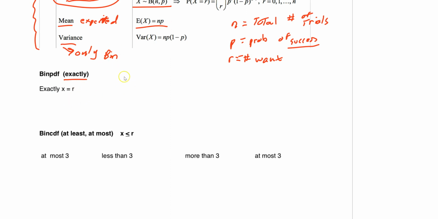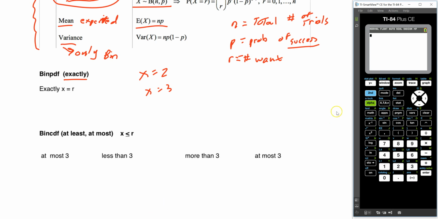So that's the only time you use this, when it says exactly. So they want x equals r, x equals 2, x equals 3. They want 3 of them. We're going to use this. Now, how do we do it? Open your calculator. Now, the rest of the next 4 videos is all about distribution. So we're going to use our distribution tab. See right there in blue? Distribution. Like I said, I like to read.